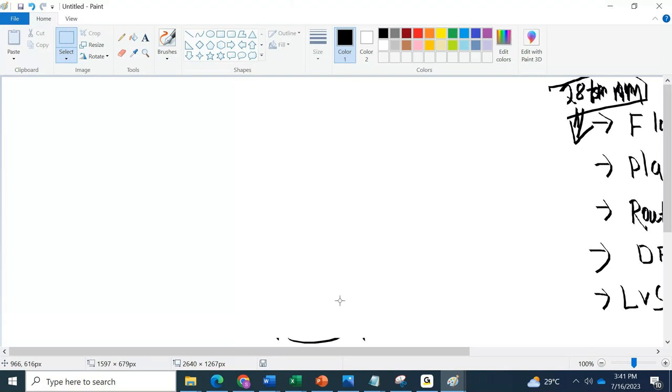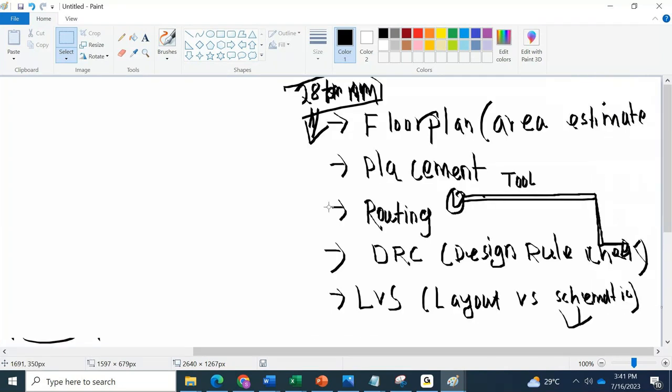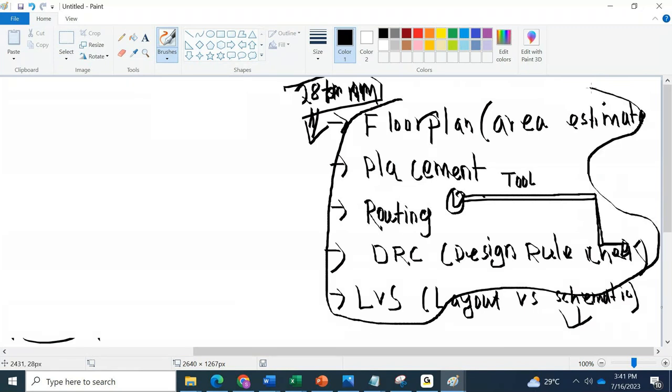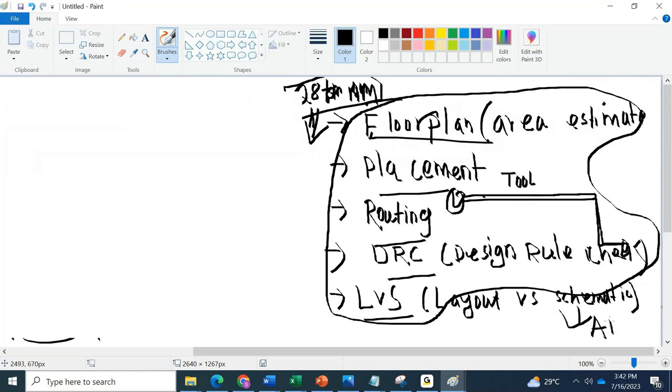Okay, so now this is the basic. Every layout engineer should do this: floor plan, placement, routing, DRC and LVS. Layout versus schematic means the analog design front end people tell them something, and the back end should match. If they are telling one thing and you are doing something else, they are not following. So communication is required between front end and back end. That is called LVS, layout versus schematic.